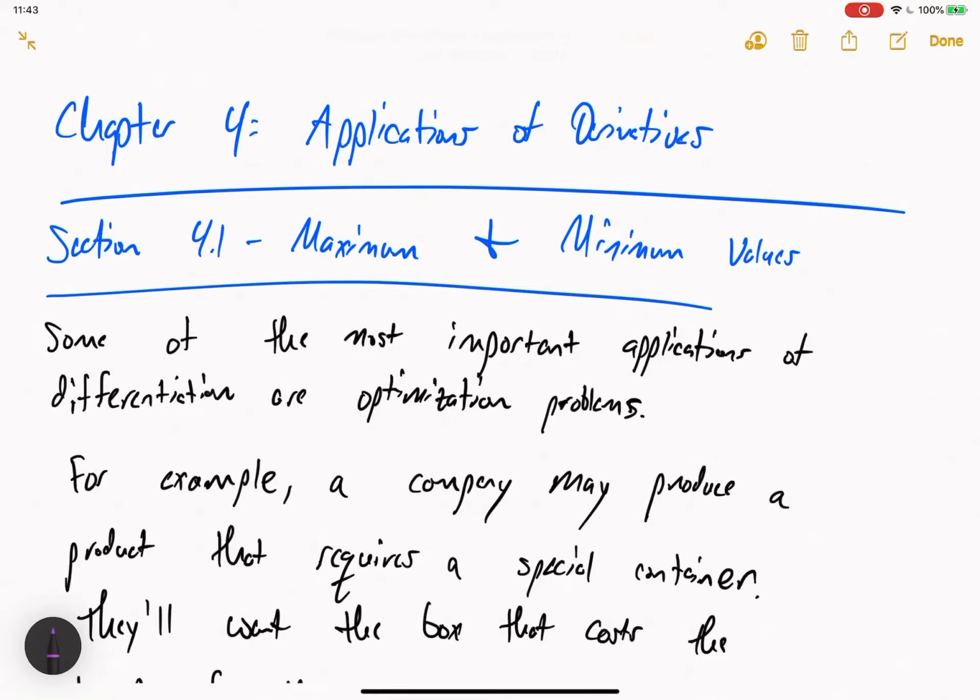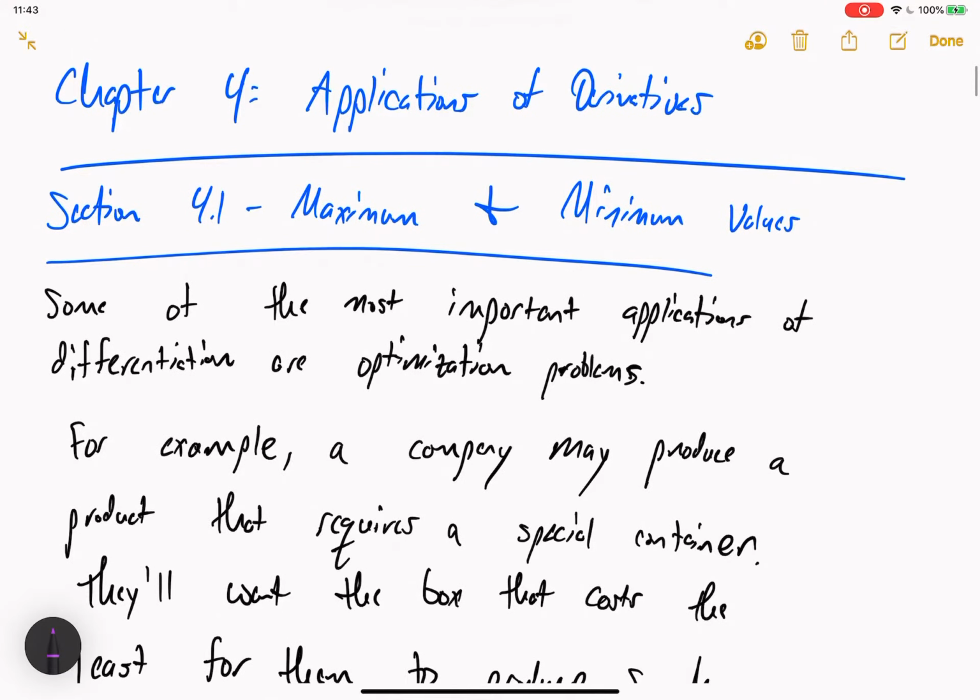Hello guys, today we're going to be covering chapter 4 about applications of derivatives. Well, sort of, we're starting that chapter today, but really we're going to do section 4.1, which is maximum and minimum values. So what we're doing is just more application of derivatives.